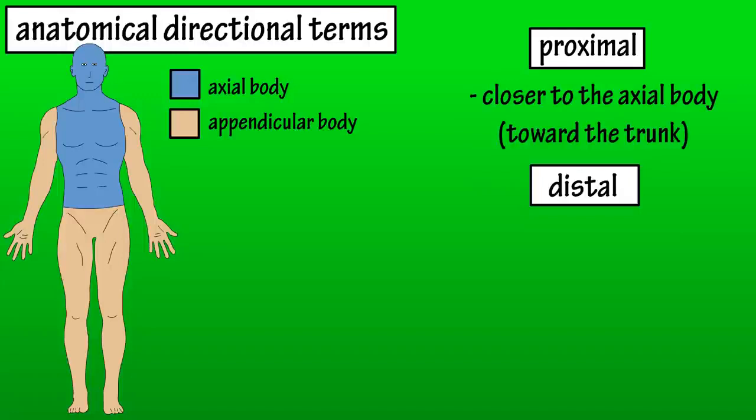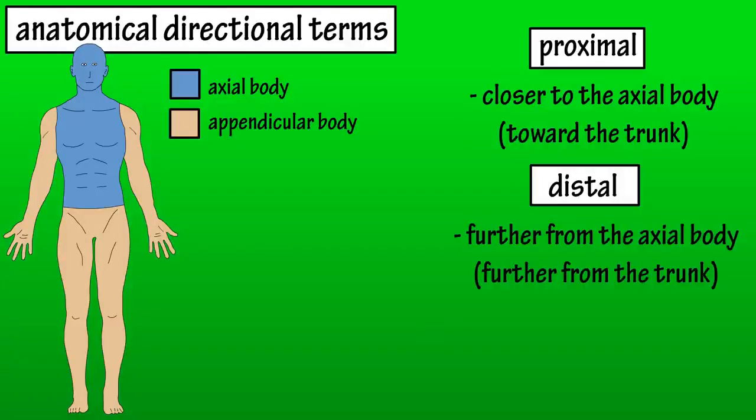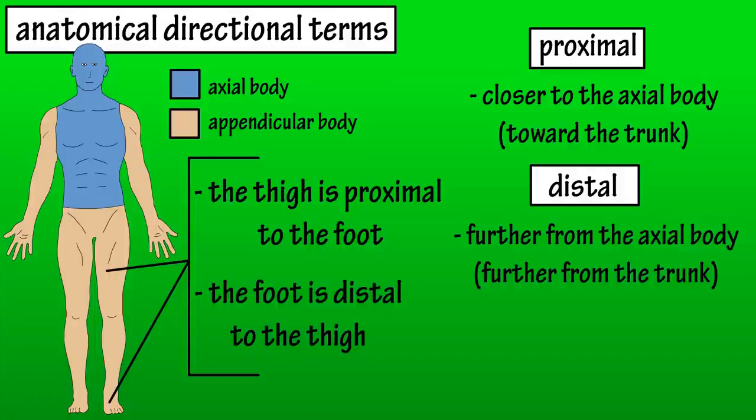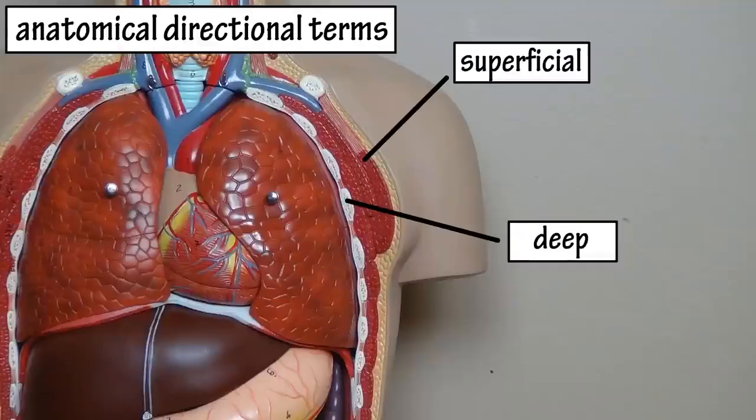Proximal means closer to the axial body, or toward the trunk of the body, and distal means further from the axial body, or further from the trunk of the body. So we would say the thigh is proximal to the foot, or you could say the foot is distal to the thigh.